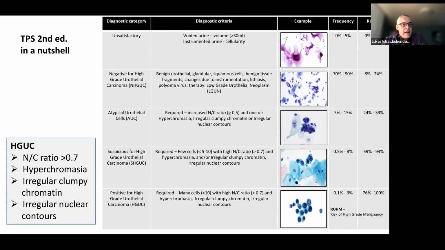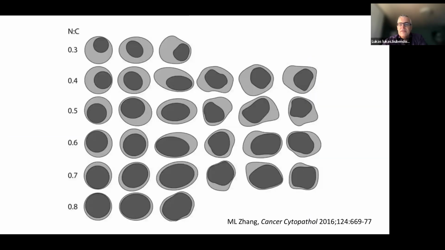Now, the criteria. High-grade urothelial carcinoma is at the center of our interest and focus. And these are the criteria. There must be a high NC ratio of at least 0.7. There must be hyperchromasia. The chromatin must be irregular and clumpy, and there are irregular nuclear contours. So all of these criteria should be present to make a clear diagnosis of high-grade urothelial carcinoma.